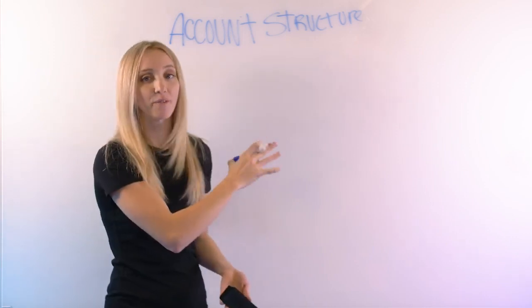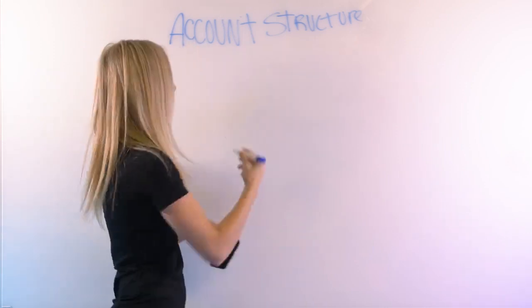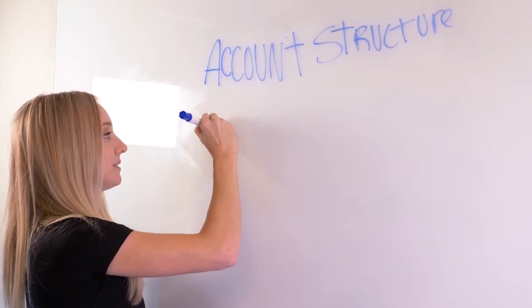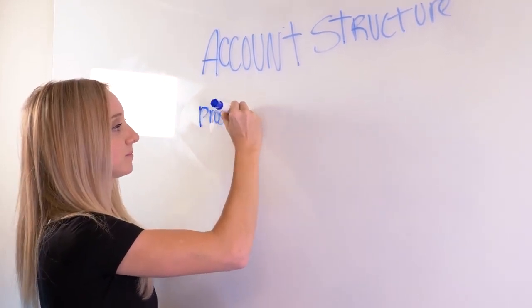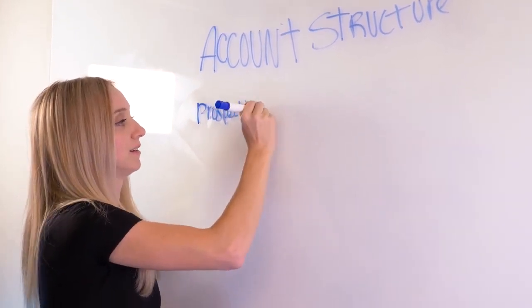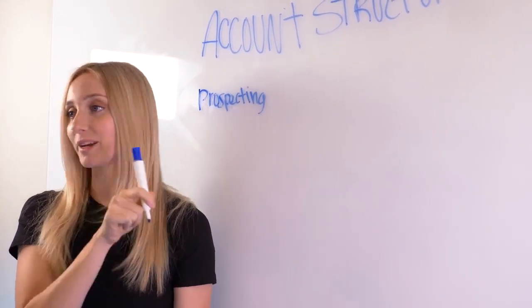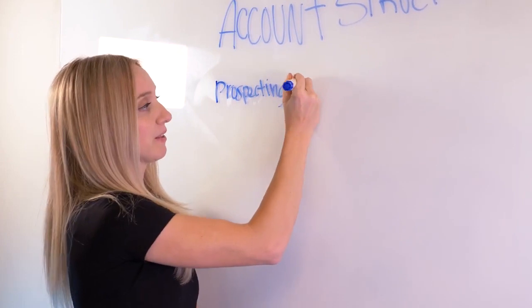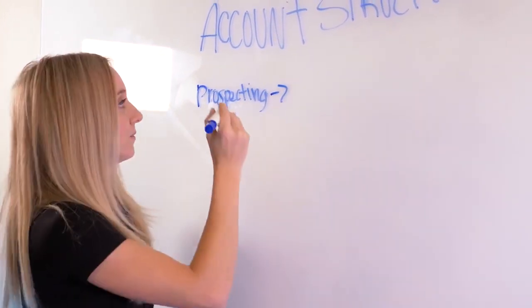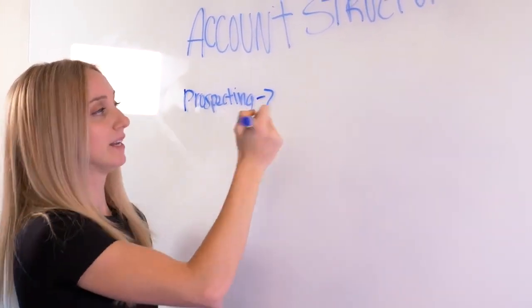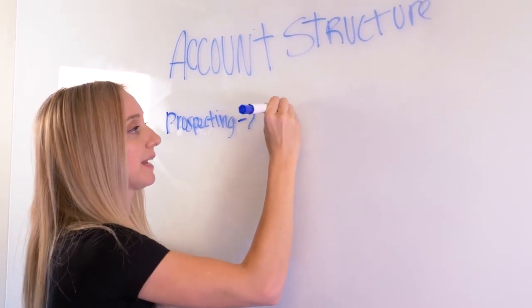So I'm gonna have 3 different campaign types for this one client. I'm going to have my prospecting campaign. Prospecting meaning that I am targeting brand new customers. I want to reach brand new people on TikTok. And then within my prospecting campaign, I might have like 3 ad sets.